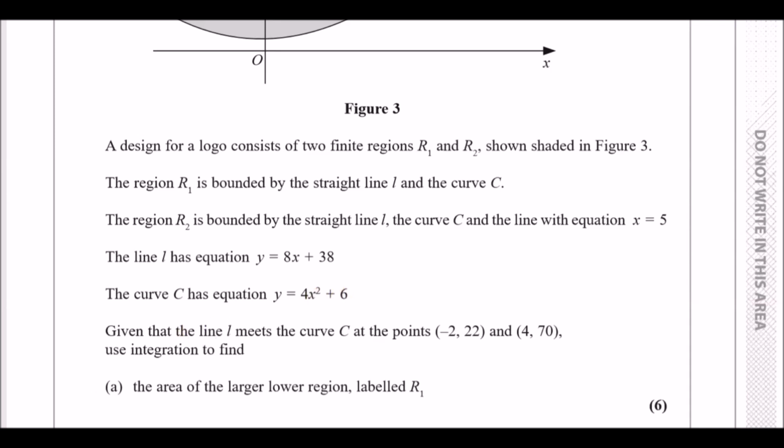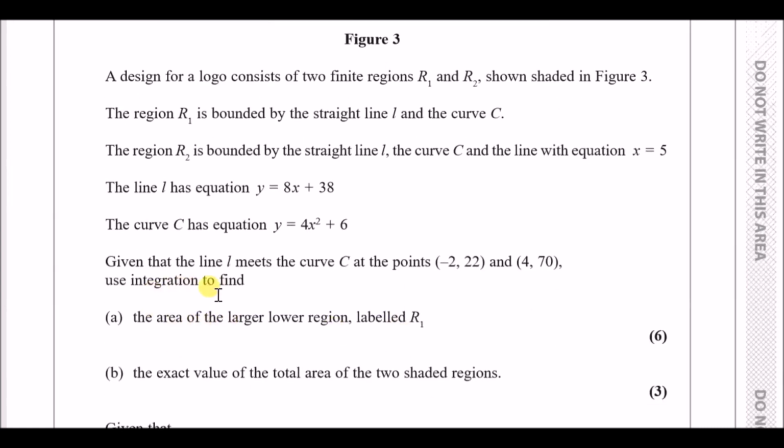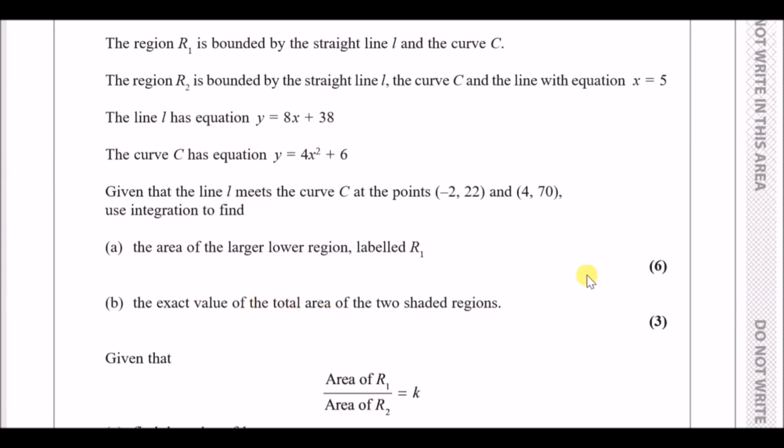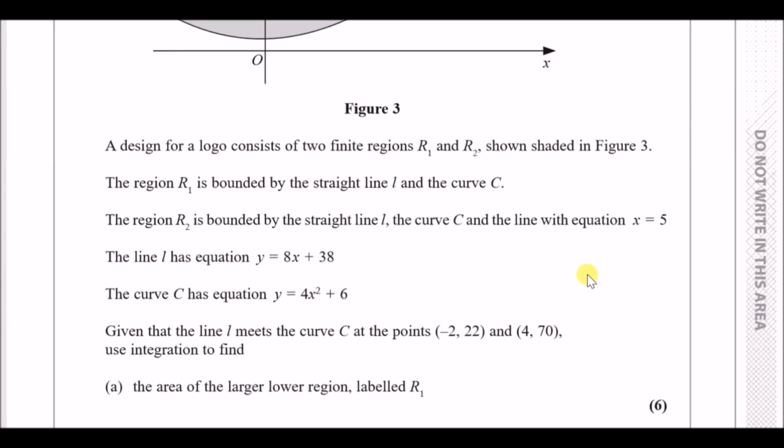Cool. Given that the line L meets the curve C at points, what's that, minus 2, 2, and 4, 7, 0, use integration to find the area of the larger of the two regions and the exact value of the total area. Alright, cool. Let's try our best. So we'll start with A.